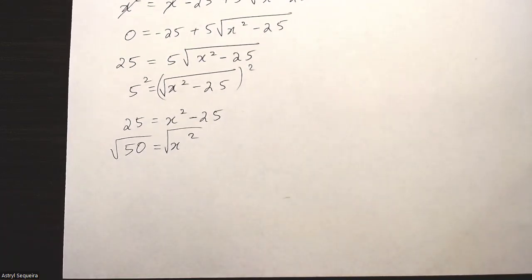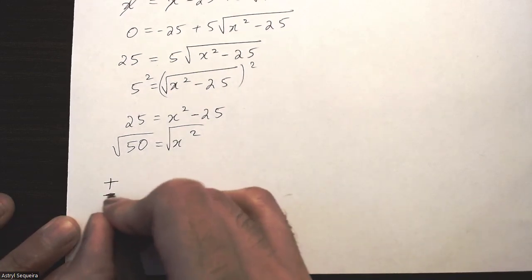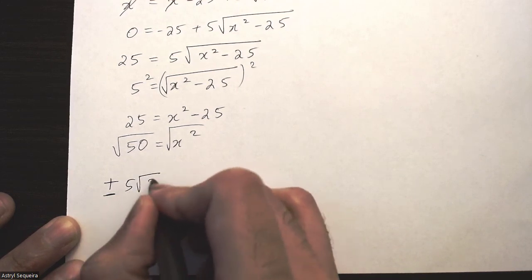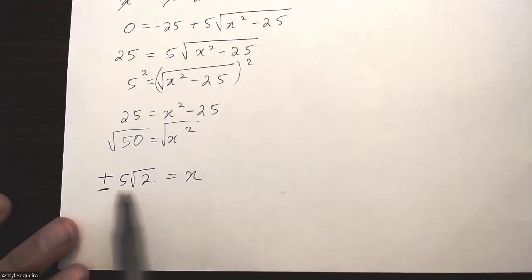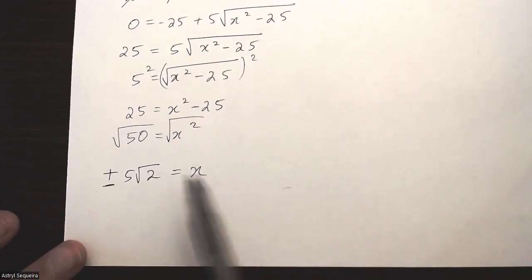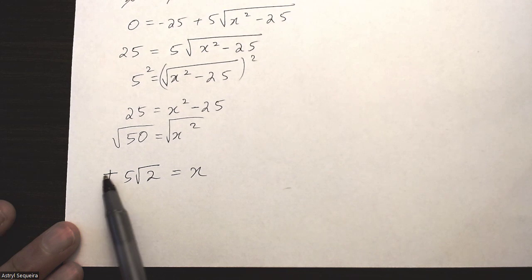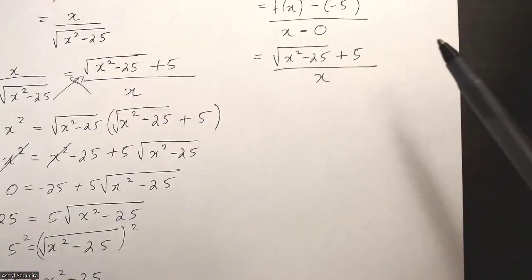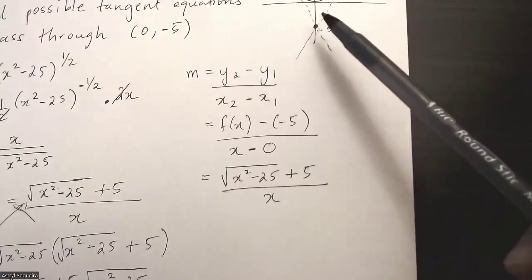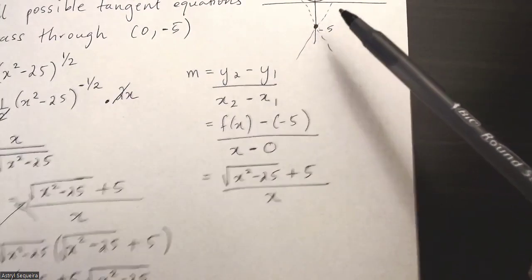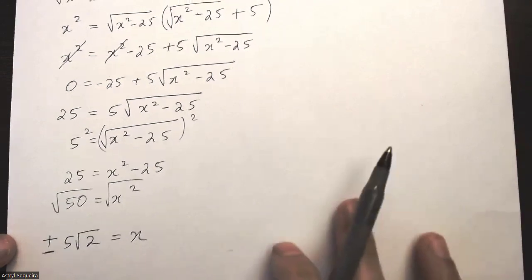So the square root of 50, you can simplify this either mentally or with a calculator if you know how to simplify radicals. It's going to be plus or minus 5 root 2 equals x. And this is going to be as an exact value. So we have two x values where there are tangent lines that pass through this point over here. So we need to find the equation of these two tangent lines.